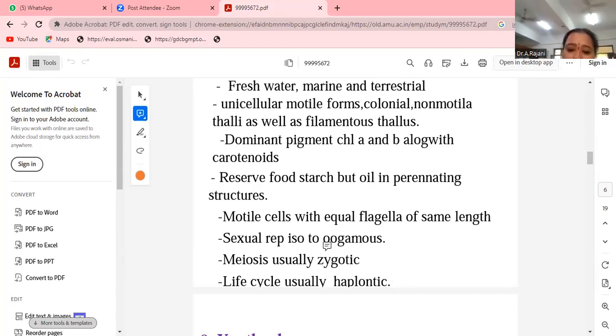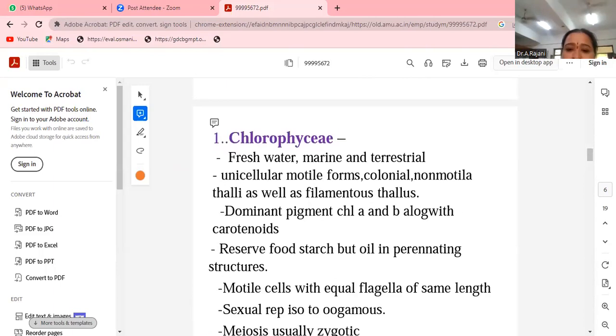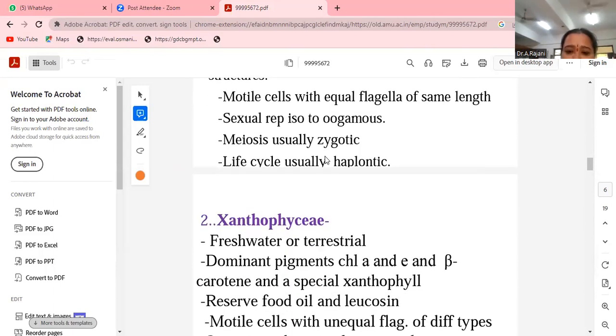Okay, coming to the sex organs. Here oogamous type of sexual reproduction is there. Zygote is present, and that type of life cycle is called the haplontic life cycle. These are the characteristic features of the Chlorophyceae members.